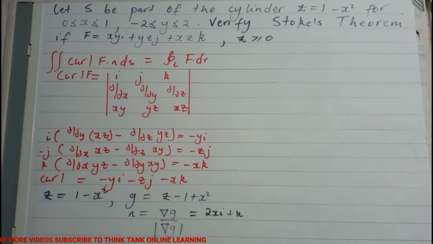Then what about the magnitude of this? We take x squared plus y squared plus z squared. For x, we're going to say (2x) to the power 2. For y, we don't have one, so it is 0. But for k, we have 1 to the power 2. And we take the square root since it's the magnitude.